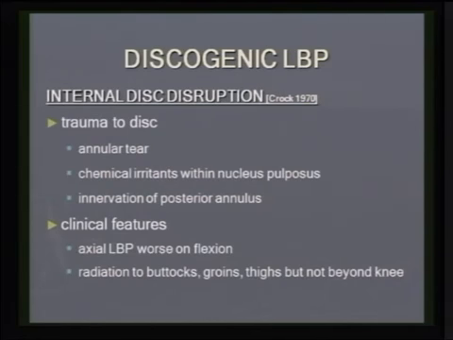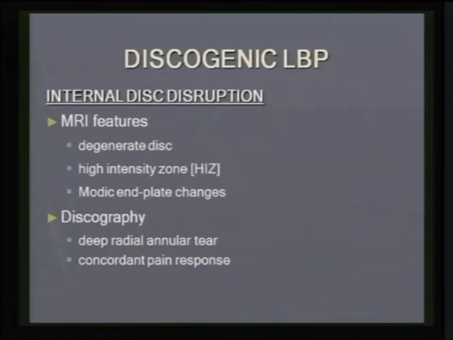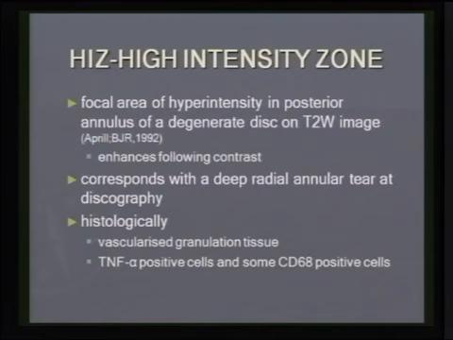It presents with low back pain, which is worse on flexion, which can radiate to the buttocks and groins and thighs, but classically does not extend beyond the knee. And the MR features we'll see are the degenerate disc, so loss of T2 weighted signal on MR, loss of disc height, maybe disc bulge, we know those well. We'll see possibly a high intensity zone, and we may see the Modic end plate changes. And on discography, we will identify in the positive cases a deep radial annular tear, and the patient will show concordant pain response on injection of the disc.